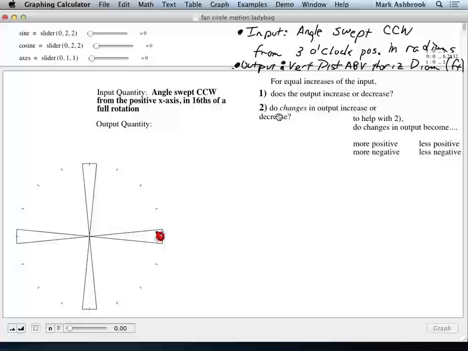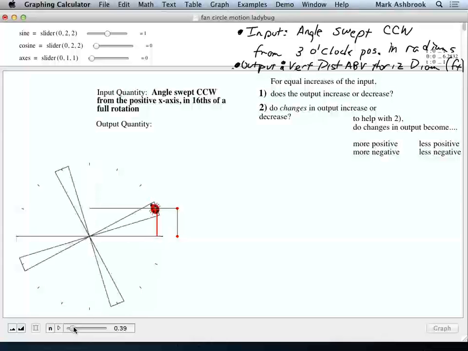Second question was, what do the changes do? So we're comparing the current change in output with the previous change in output. And to help us with that, we ask, are the changes becoming more positive, less positive, or more negative? And that helps us determine how the changes are changing. Okay, so what I want you to do is, question 1 is analyzing the output quantity. Is it increasing or decreasing? Question 2 is analyzing changes in that quantity.